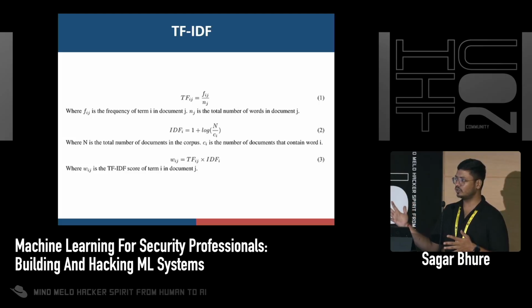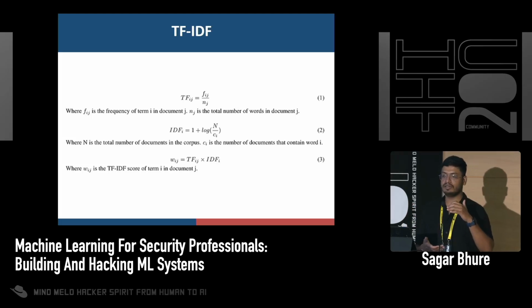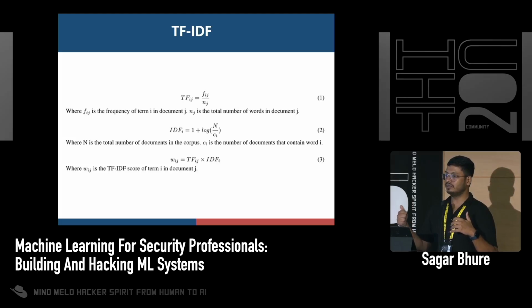So I'll just go through the definitions, and we'll go to the code, or the next lab exercise, in the next slide. So term frequency is, let's say you have a document or a piece of a paper. To find the term frequency, you just have to divide the frequency of that particular term by the total number of words that the document has.